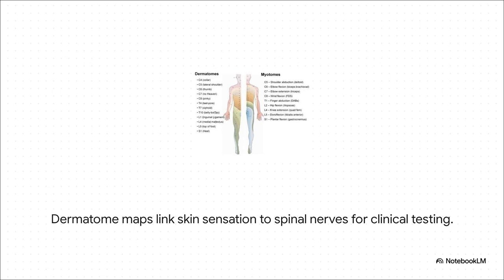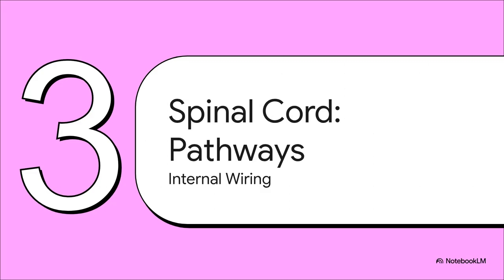And check out the helpful mnemonics. The C7 territory can be remembered with "no heaven" as you make a 7 with your fingers, and T4 is right at the level of the nipple line, or teat pore. Then on the right, the myotome map links spinal nerves to specific muscle movements, like C5 for shoulder abduction or S1 for plantar flexion. So we've seen how the spinal cord is built and how the nerves connect to it.